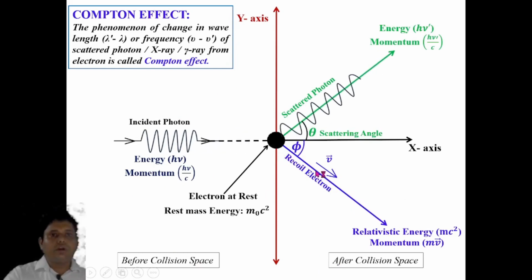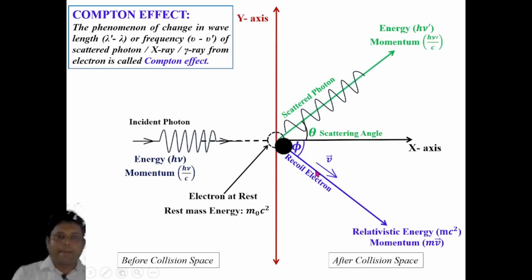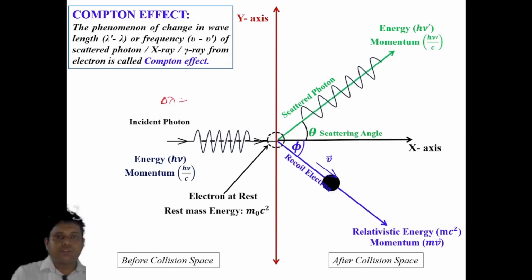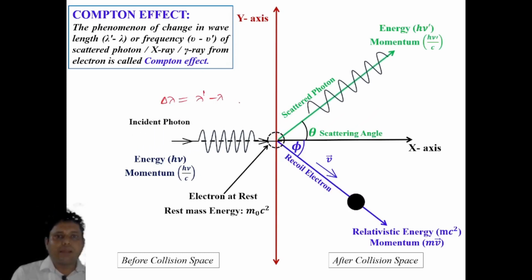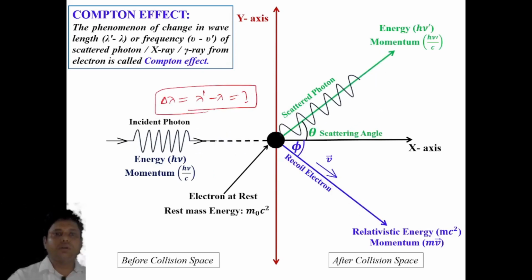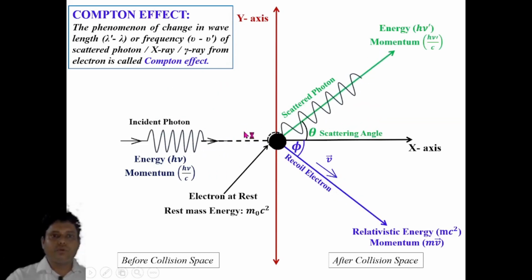Now using this figure we are going to derive the mathematical derivation of del lambda, that is lambda dash minus lambda, how much it will be. Okay, now we are going to go for the mathematical derivation.